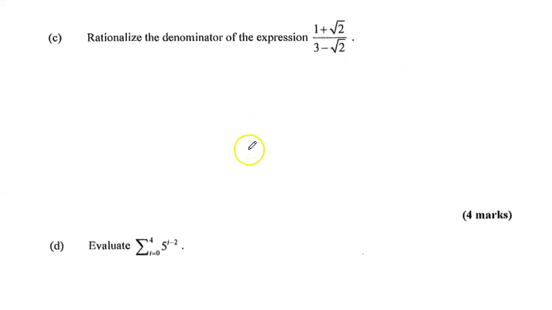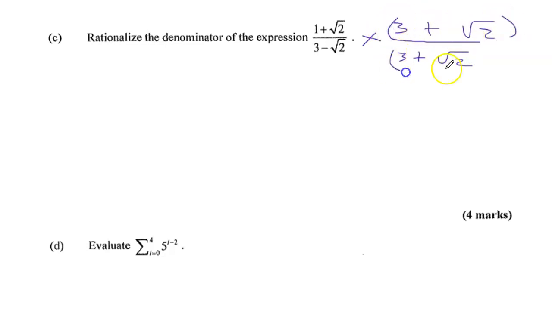Part C, we're asked to rationalize the fraction here, so we're going to multiply numerator and denominator by the conjugate of the denominator. So the conjugate here is 3 plus root 2. To keep the fraction equivalent, we'll multiply the numerator by the same 3 plus root 2. So let's expand. In the numerator, it's 1 times 3, that's positive 3. 1 times root 2, that's root 2. Then root 2 times 3, that's 3 root 2. And root 2 times root 2, that's 2.